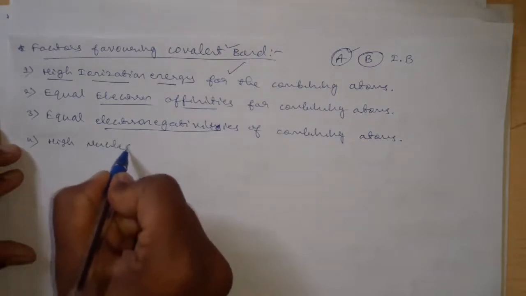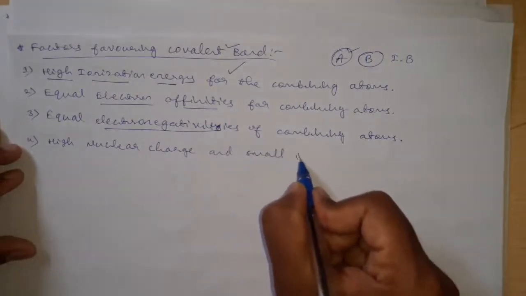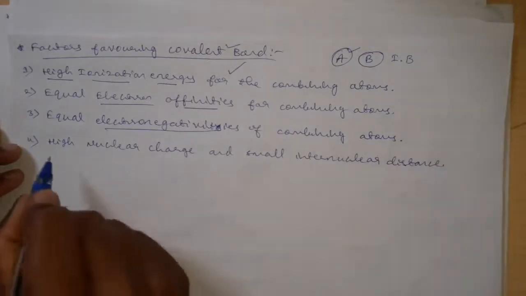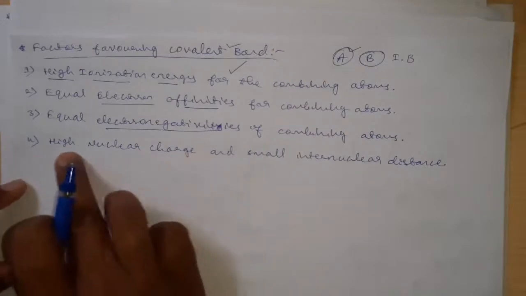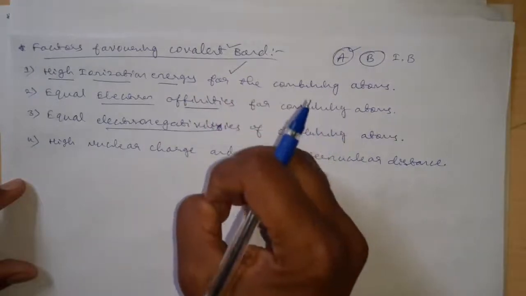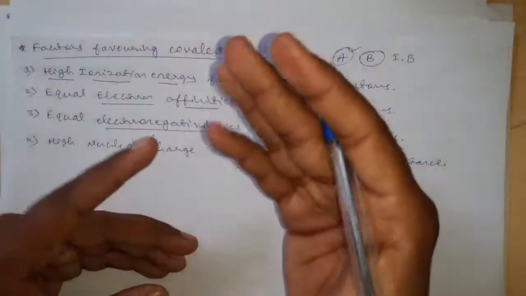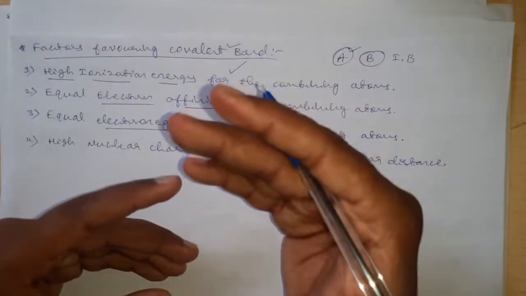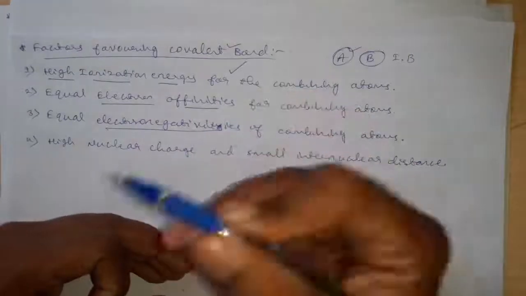Then the fourth factor is high nuclear charge and small internuclear distance of the combining atoms. What happens if the nuclear charge is high? If the nuclear charge is high, in the sense that the atom is small, then the nucleus will strongly hold the outermost electron. Then it will not lose that electron. The other way is that the atom will share that electron instead of losing it.